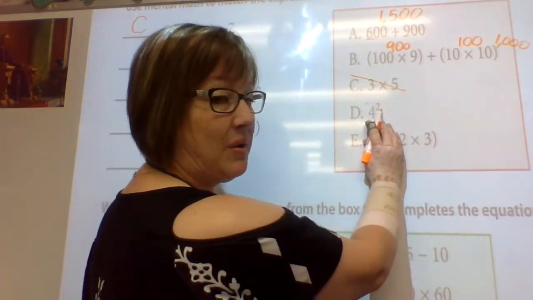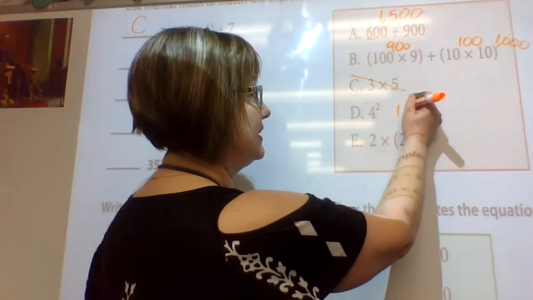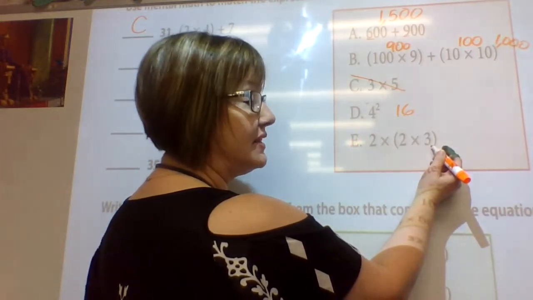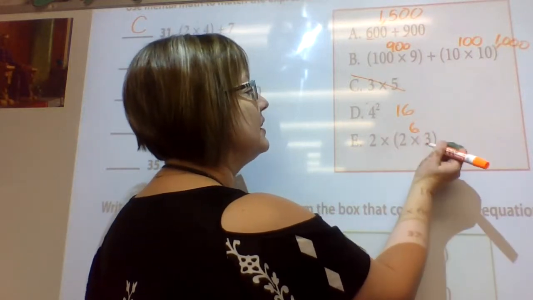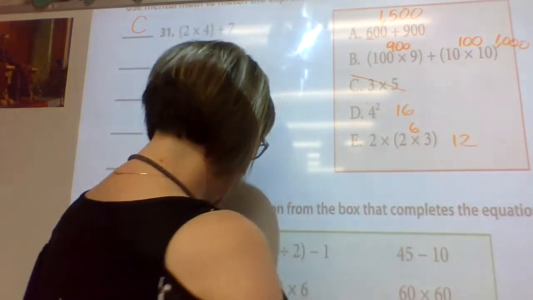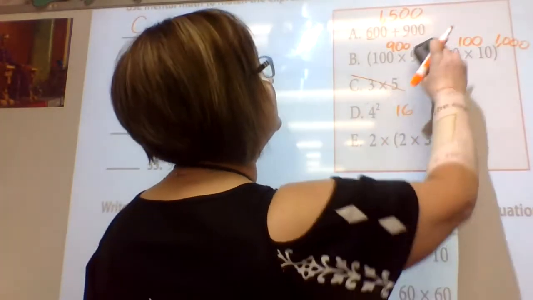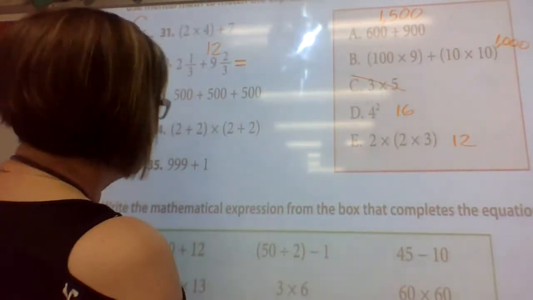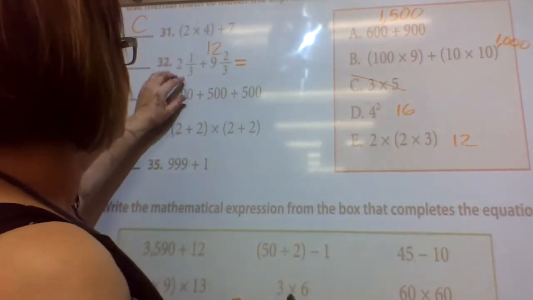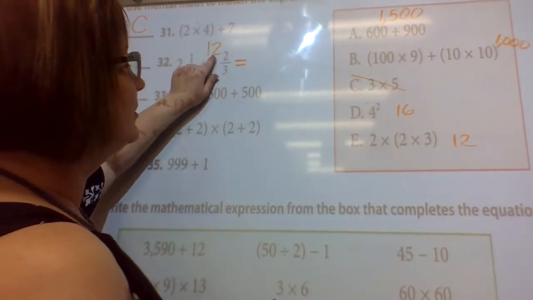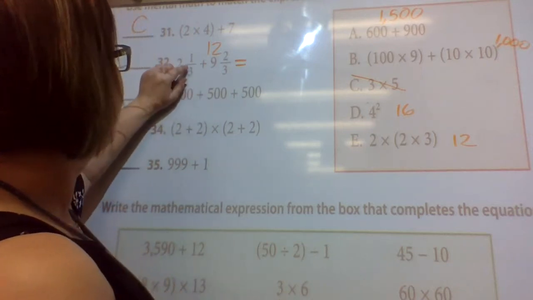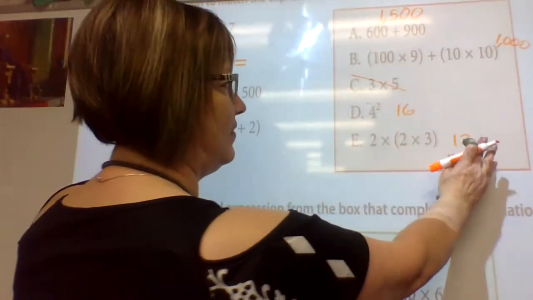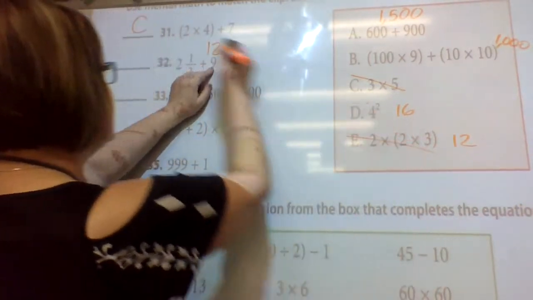4 to the second power is 4 times 4. That one equals 16. And then do the parentheses first. 2 times 3 is 6. 6 times 2 is 12. Okay? So here's what each of these equals. Make it less confusing. And then we find out whatever equals that. That will help us. So 2 plus 9, 11, 12. So which one of these equaled 12? This one did. So we're going to use E right here.